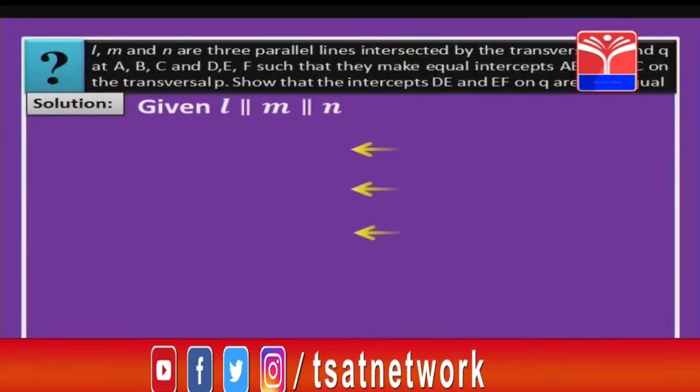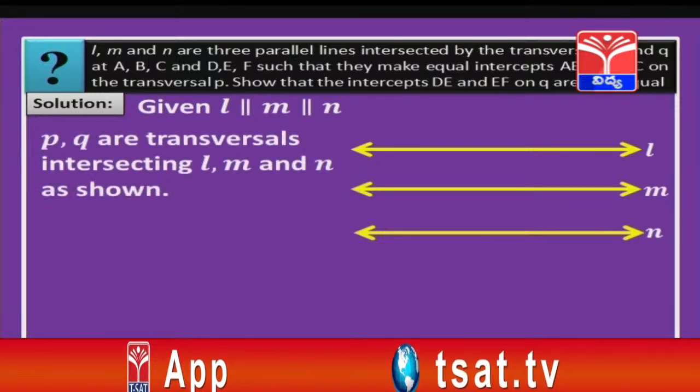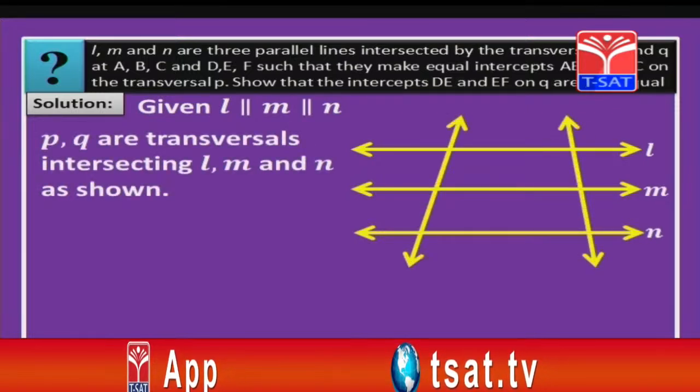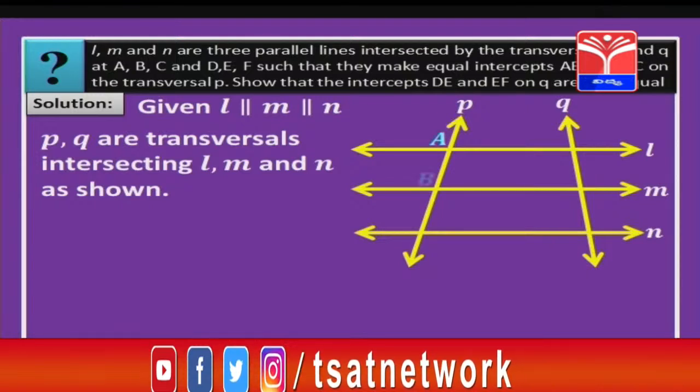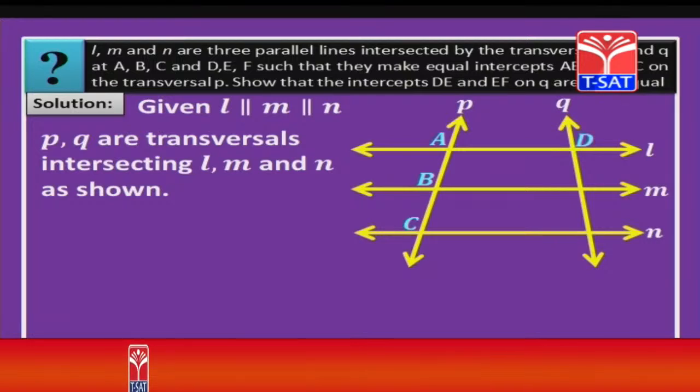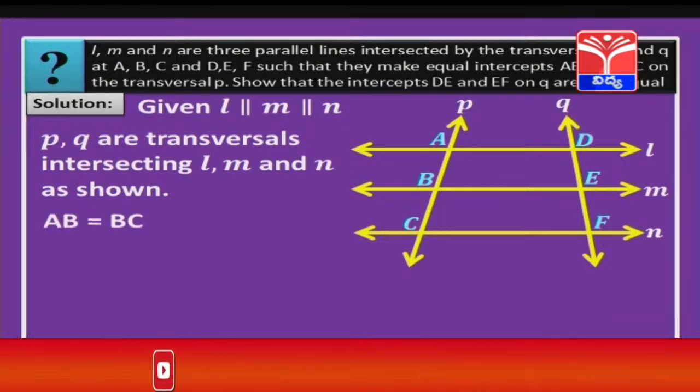So, what is given, children? Three parallel lines L, M and N. And what else is given? Yes, there are two transversals P and Q. Now, transversal P is intersecting lines L, M, N at A, B and C. What about transversal Q? It is intersecting at D, E and F. So, here these two are intersecting. Got it, children? And also it is given AB equal to BC.